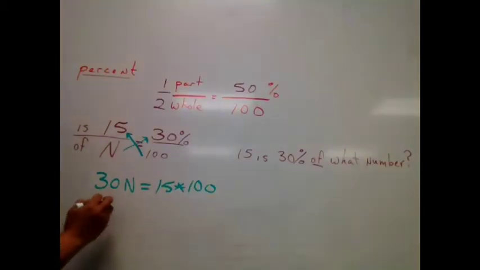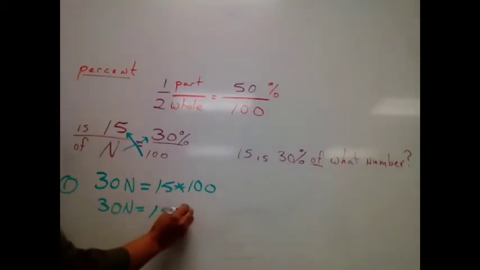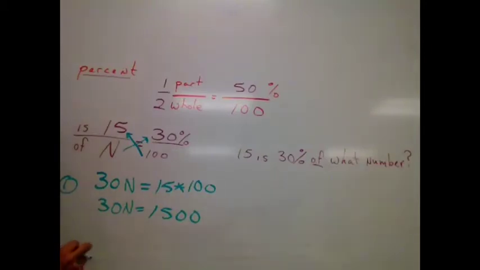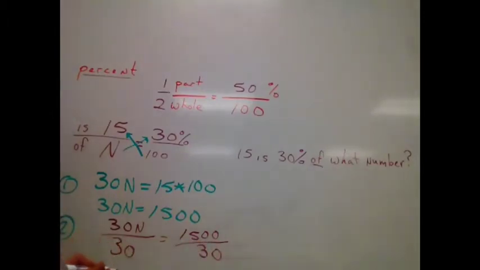So what we're going to do is go ahead and solve. Now remember, this is step 1. 30N equals 15 times 100, which is 1,500. All right, so then step 2 tells us we're going to divide by the number next to the variable. So we're going to divide by 30. Remember, we want the number next to the variable to go away. So this is one way of doing that. 1,500 divided by 30. We'll do some math over here.